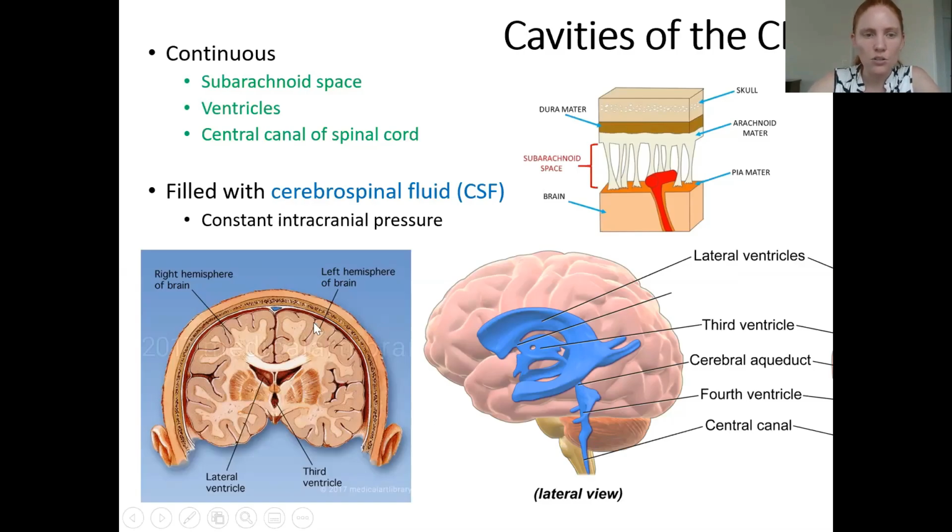Oh, and also surrounding the outside, underneath the arachnoid mater, is what's called the subarachnoid space. When you think about it, the brain is sort of just floating around in a collection of cerebrospinal fluid around it. That cerebrospinal fluid is going to be found in the subarachnoid space, which is underneath the arachnoid mater.